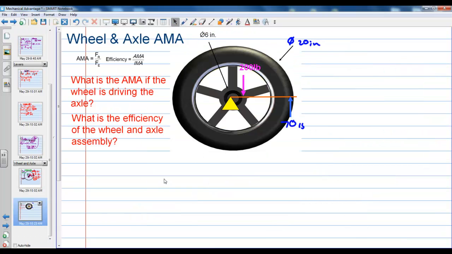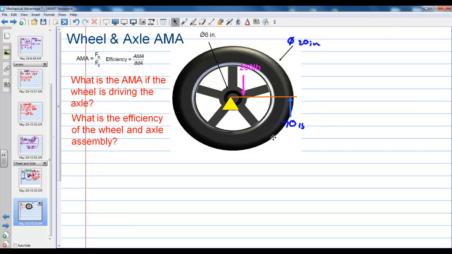Okay, so talking about wheel and axle with the AMA and the IMA, we have an example here. This is a little bit nicer than the one I drew. We've got our same wheel, so we've got a 6-inch axle, a 20-inch wheel, 200 pounds of force at the axle, and 70 pounds of force at the wheel. The question is, what is the actual mechanical advantage if the wheel is driving the axle? So here's the wheel, and it's turning the axle. The axle is pushing back with 200 pounds of resistance, and the wheel is pushing up with 70 pounds of effort.